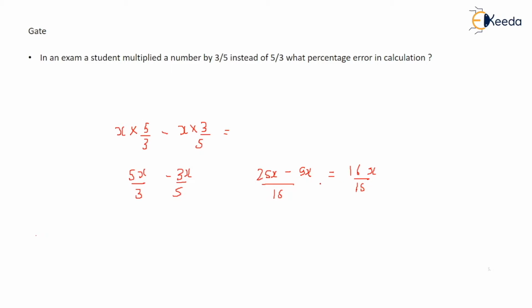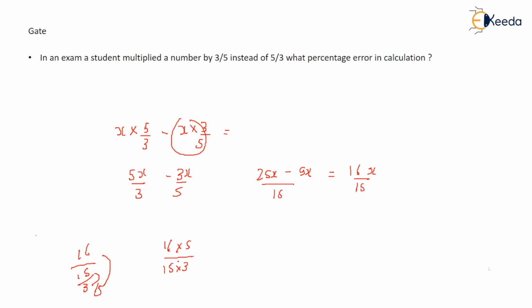Okay, and on what did it get changed? It got changed on 3 by 5, right? So you can simply divide it by 3 by 5. So this goes in the numerator, this comes here. So 16 into 5 divided by 15 into 3. This is how you need to find it out.